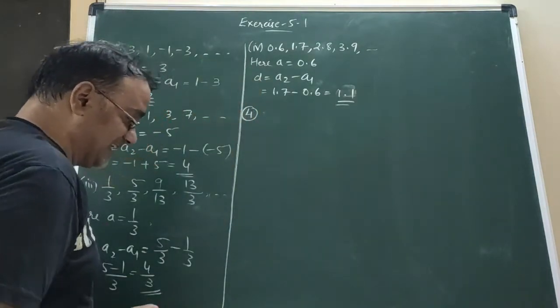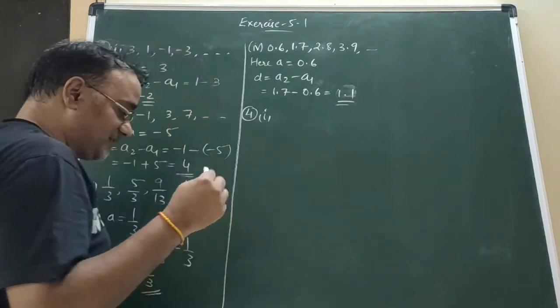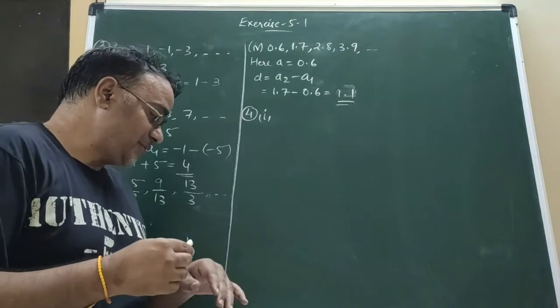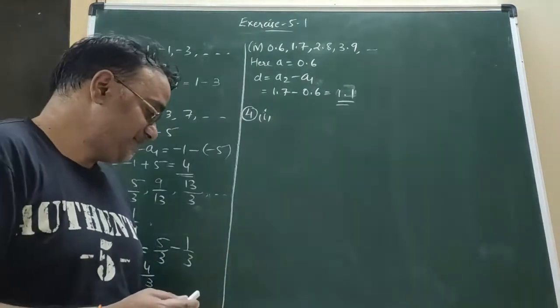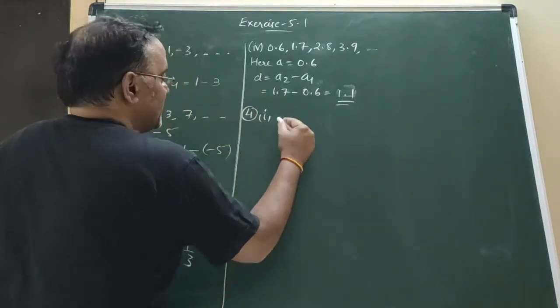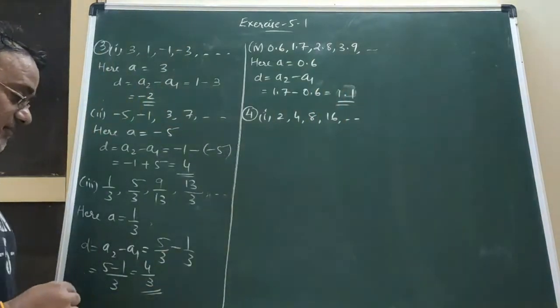Now we'll move towards the fourth question. The fourth question has 15 bits. So we'll start with the first one. We have to identify whether it will form an AP or not. If it forms an AP, then we have to write its common difference, and we have to write 3 more terms. Okay. So first is 2, 4, 8, 16, and so on.